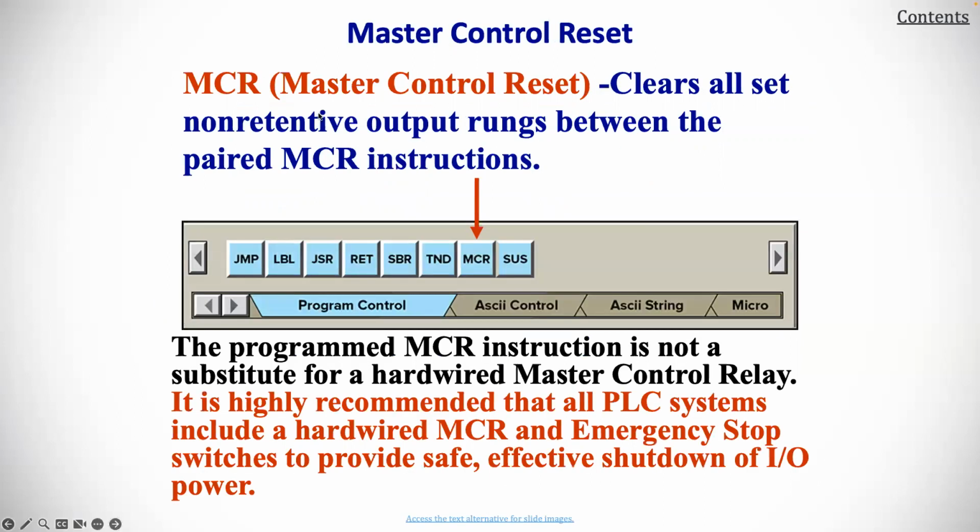For the MCR, or master control reset, in a PLC, it clears all non-retentive output rungs before the paired MCR instruction. So the programmed MCR instruction is not a substitute for a hardwired master control relay. And it is highly recommended that all PLC systems include a hardwired MCR and emergency stop switch to provide safe, effective shutdown of input and output power. So maybe you would have both.